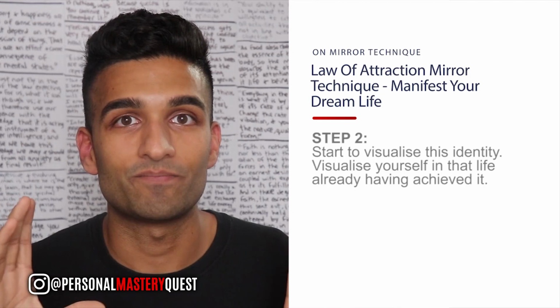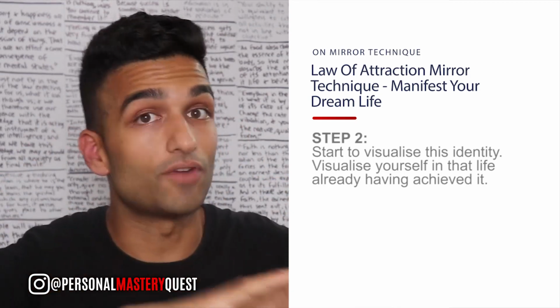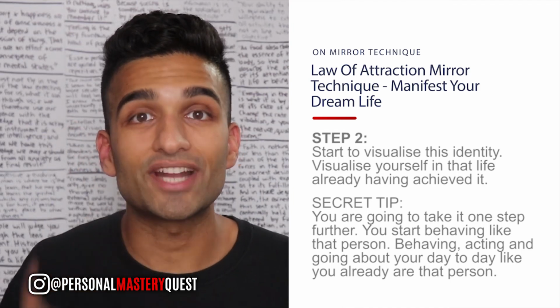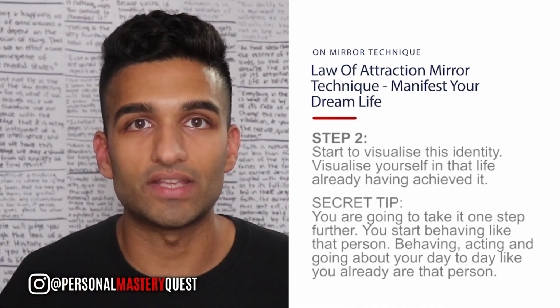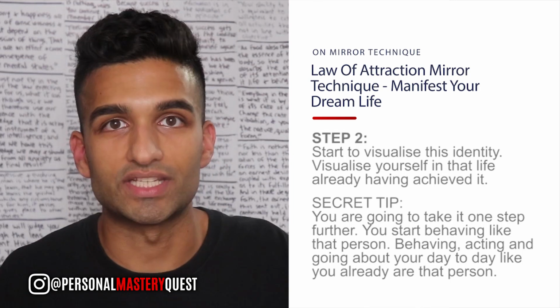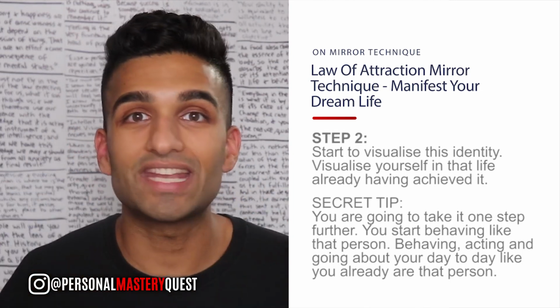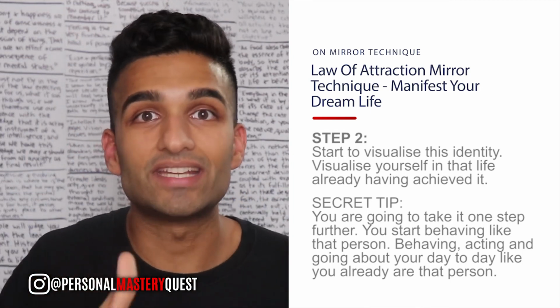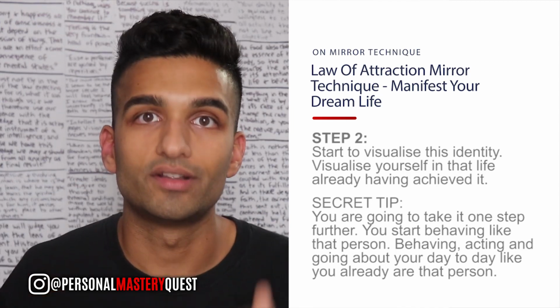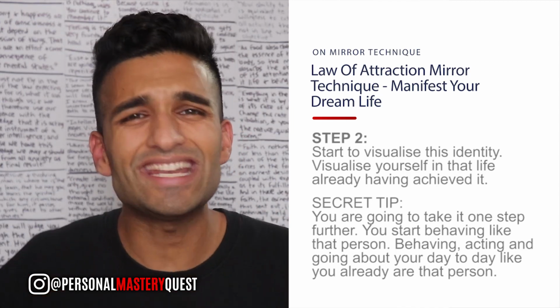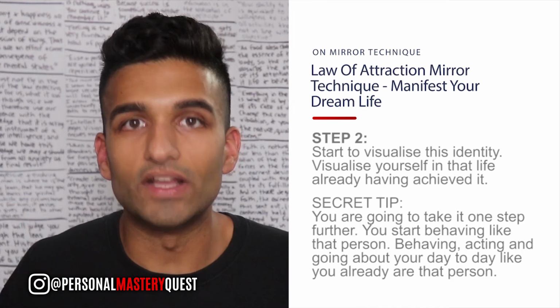Now, second step is when you start to visualize this identity, visualize yourself in that life, already having achieved it, but you're going to take it one step further. You're actually going to start behaving like that person. You're going to start behaving and acting and going about your day-to-day life like you already are that person. And you're going to do this in any extent that is available to you. You're going to do it in any extent that you're inspired to do it, right?